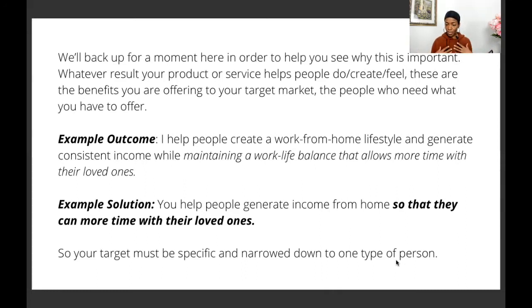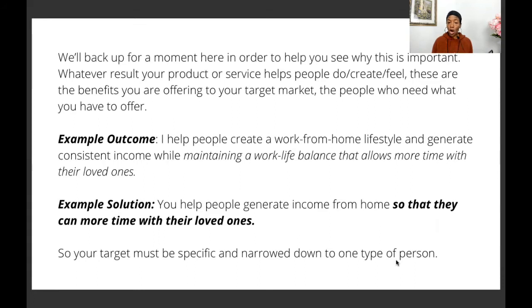If this is you speaking, I help people do something while doing something else and making it easy for them. So I help people create a work from home lifestyle and generate consistent income while maintaining a work-life balance that allows more time with their loved ones. So if your product or service helps people do this, the people that are looking for a work from home lifestyle so they can be with their family are going to be drawn to your product or service.